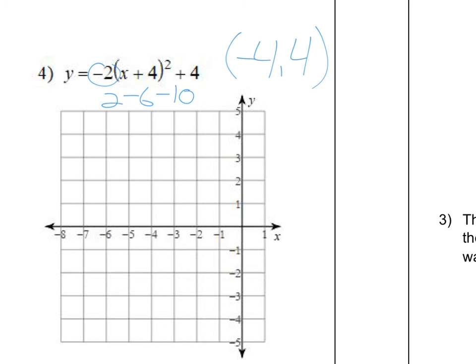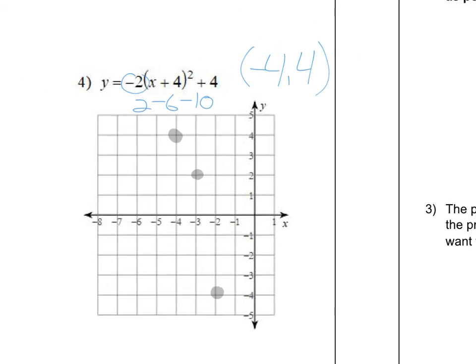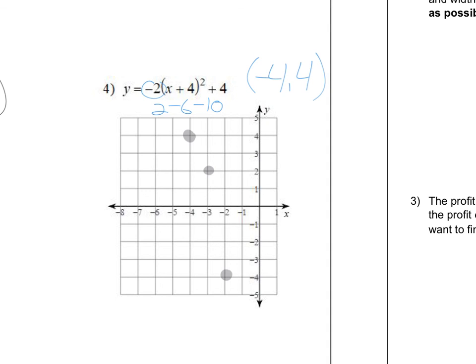So vertex negative 4 comma 4. From here, down 2 over 1, down 6 over 1, down 10 over 1, I'm out of graph. Ran out of graph. But I can mirror those points to the other side. And we're good.